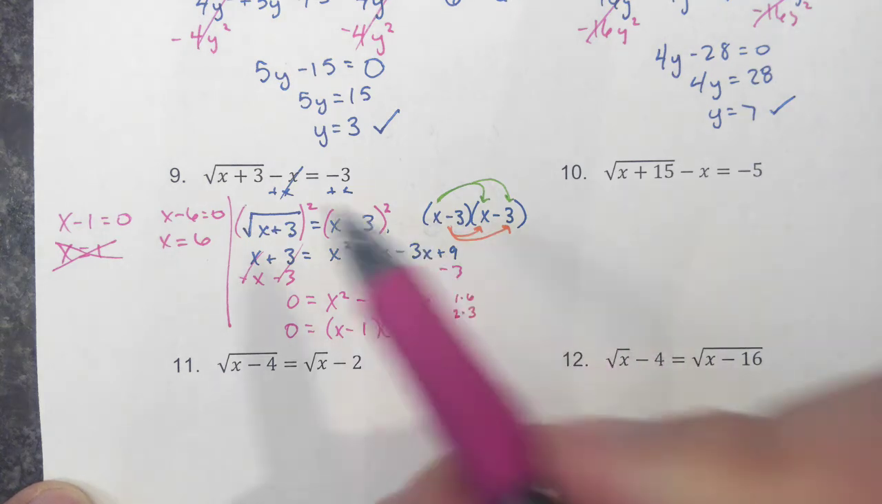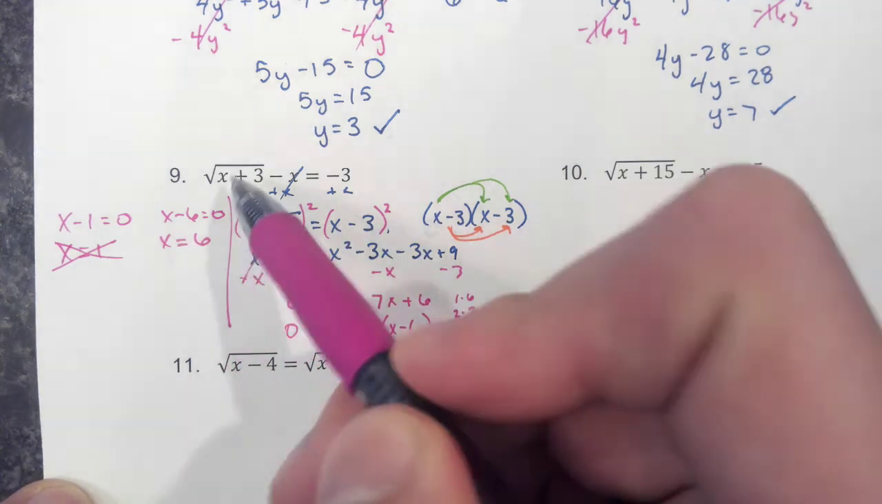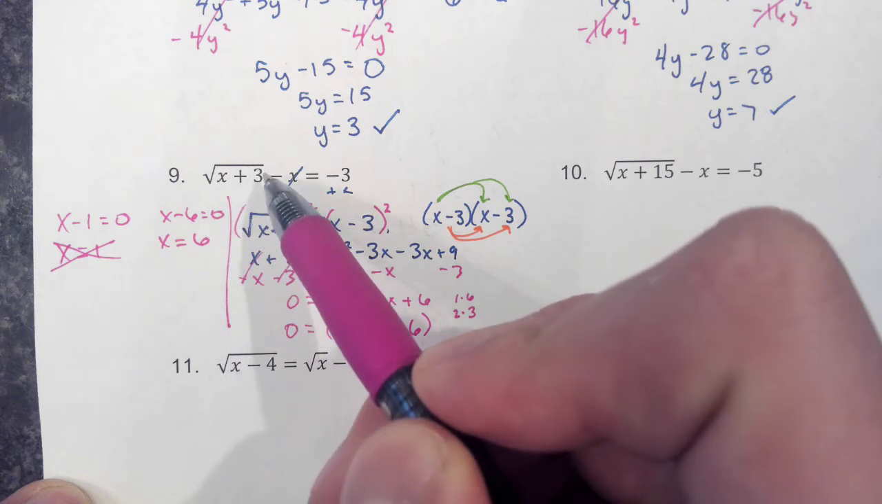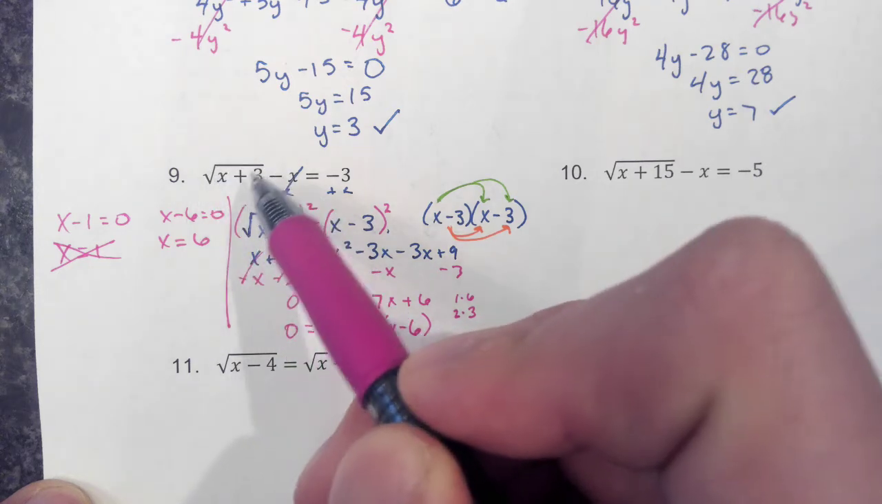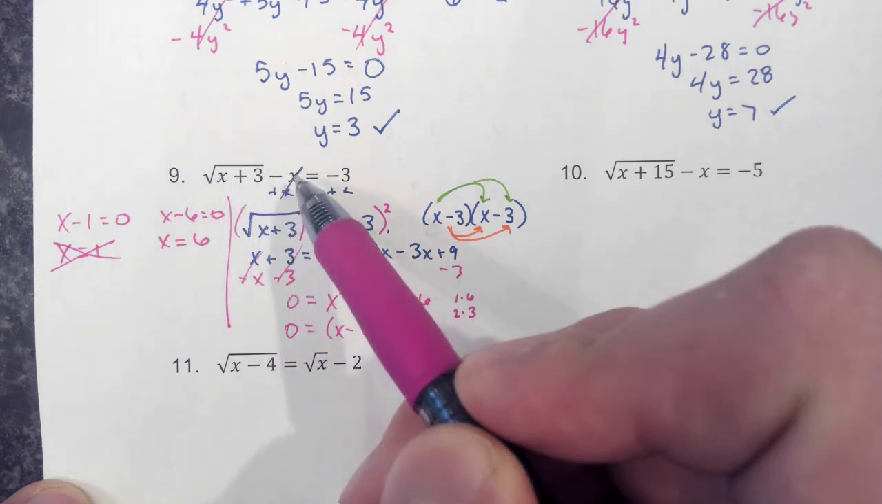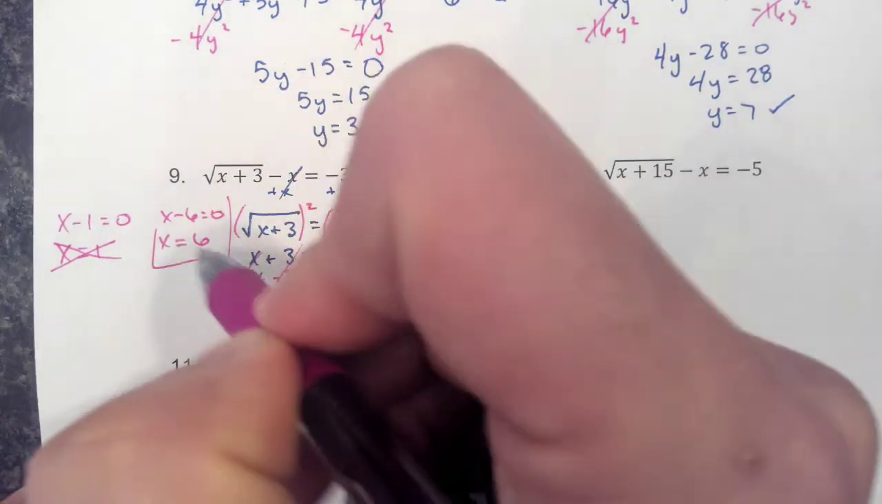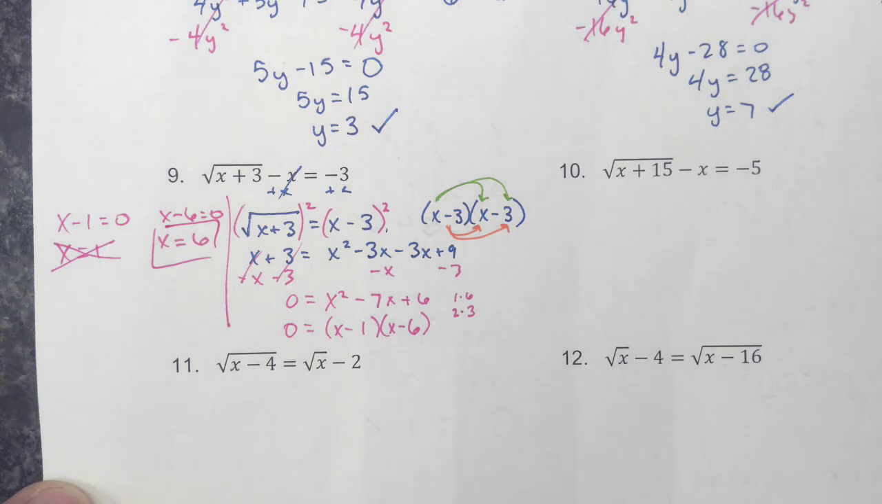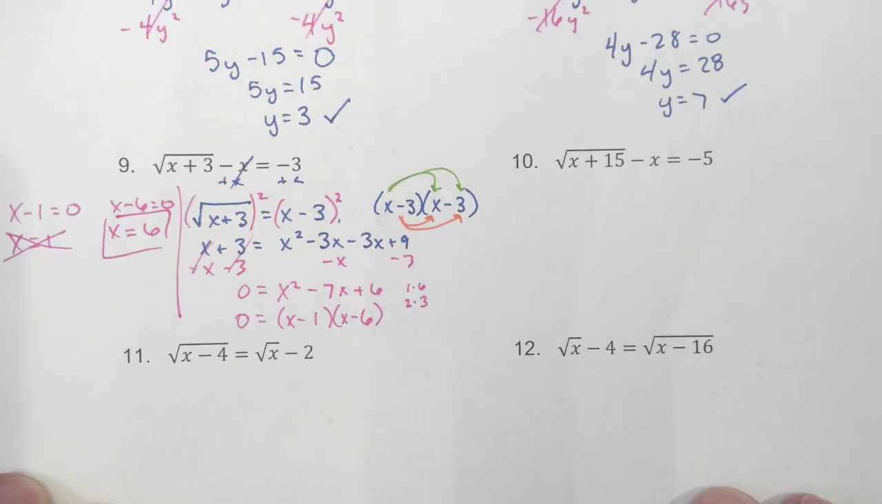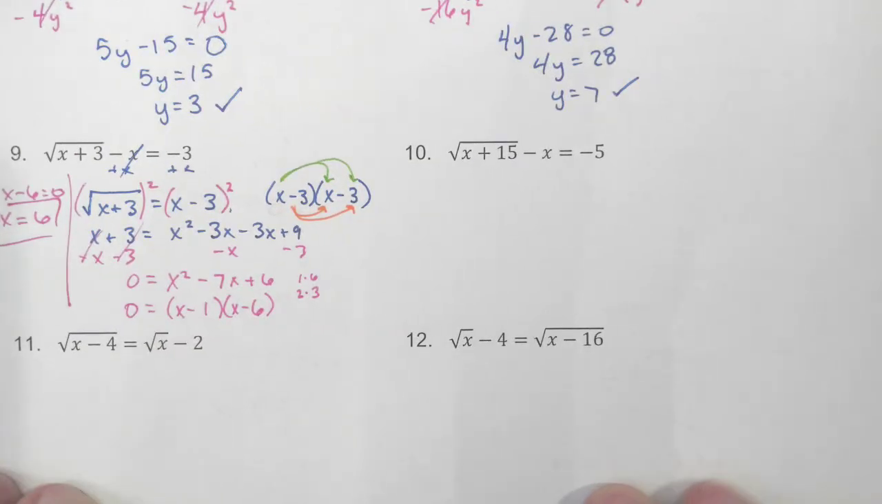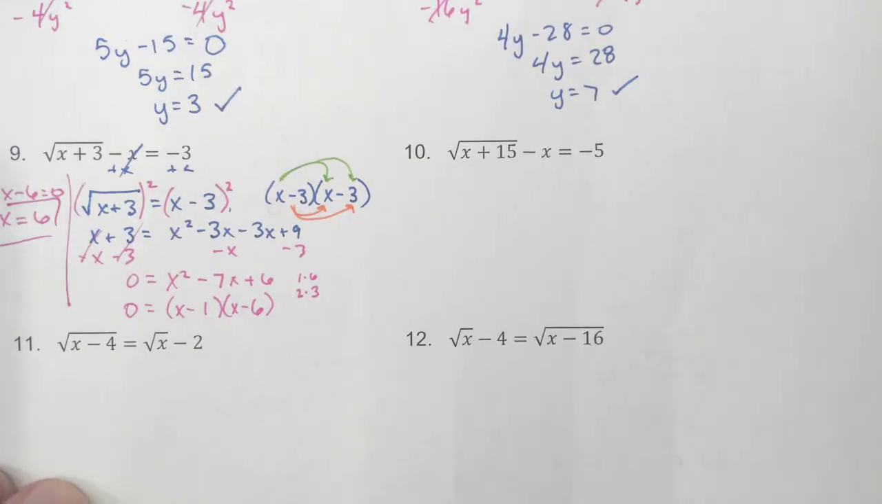Let's check the other one. 6. What's 6 plus 3? That is 9. The square root of 9 is 3. 3 minus 6 is negative 3. That one worked. So we got 1 solution out of the 2. Number 10 is going to be similar. Again, great time to try that problem. Pause that video before I start, and then you can check to see if we got the same thing.